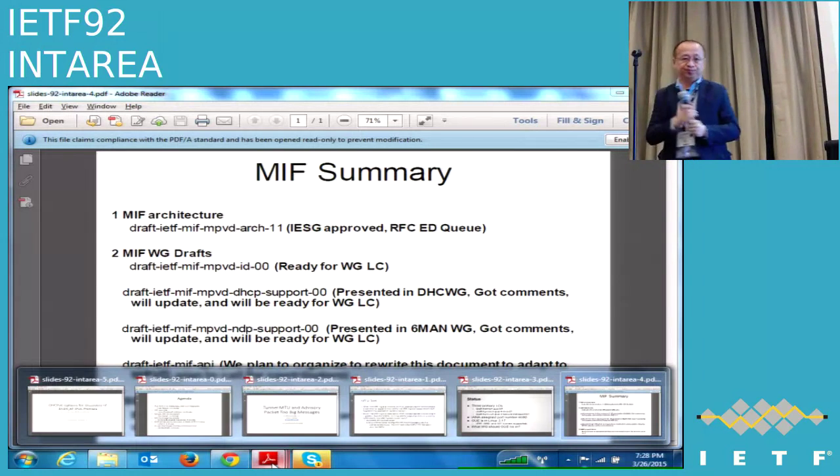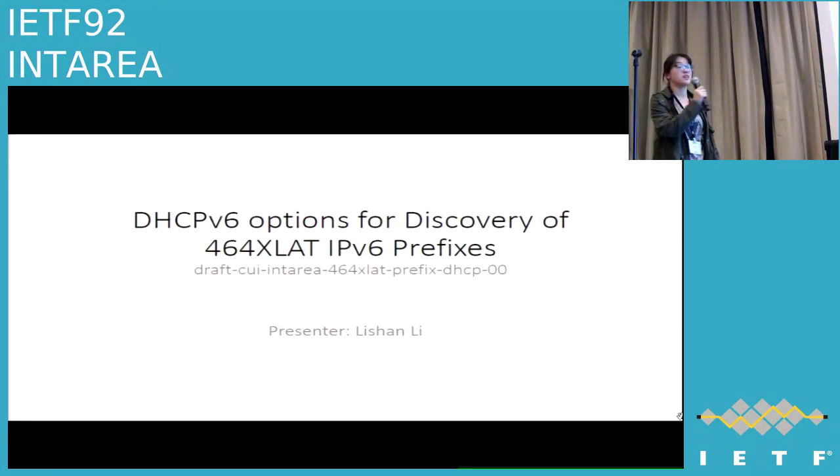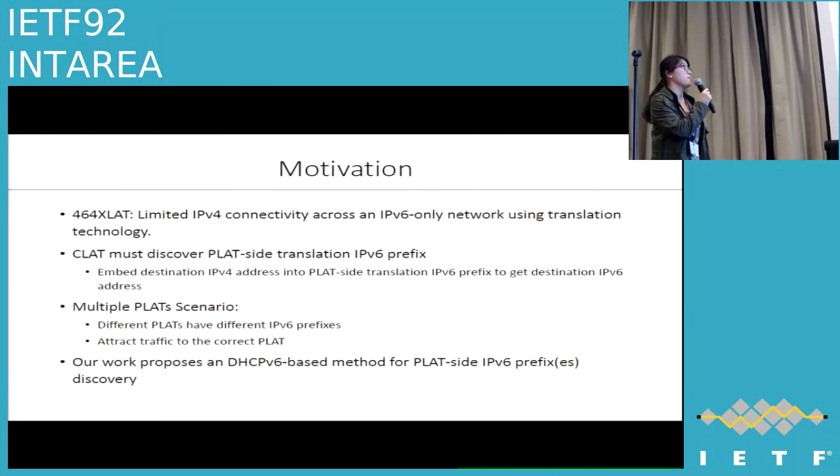The topic is DHCPv6 options for the discovery of 464XLAT PLAT IPv6 prefixes. 464XLAT provides IPv4 connectivity across an IPv6 network using translation technology. In the translation process, the CLAT must discover the PLAT-side translation IPv6 prefix. The CLAT embeds the destination IPv4 address into the discovered IPv6 prefix to get the destination IPv6 address. In the multiple PLAT scenario, different PLATs may have different IPv6 prefixes, so traffic can be attracted to the correct PLAT. So our work proposes a DHCPv6-based method for the PLAT-side IPv6 prefix discovery.